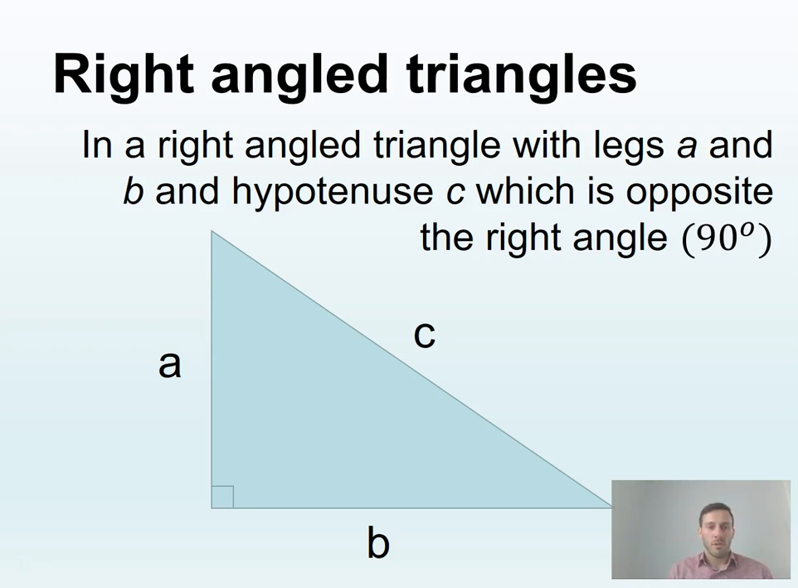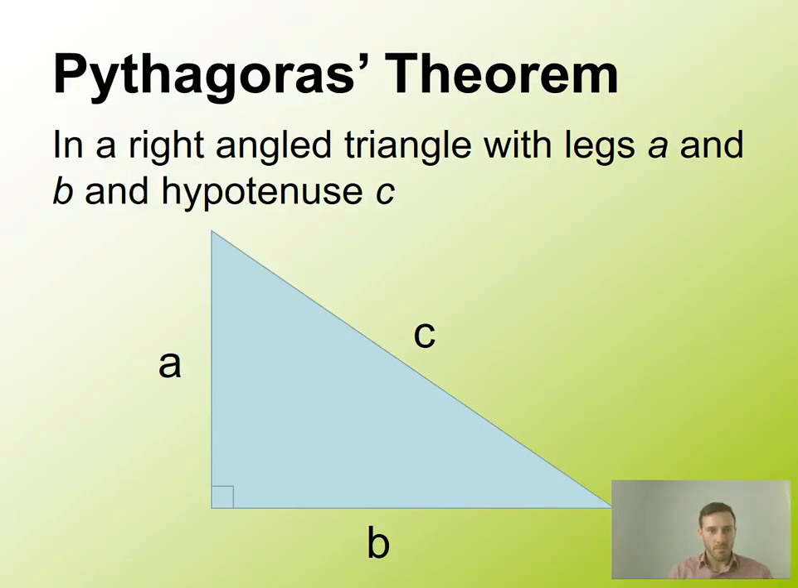In this example, the hypotenuse is the side labelled C. The two other sides, A and B, are the smaller sides, and they're sometimes referred to as the legs. Pythagoras' theorem says that the square of the length of the hypotenuse, side C, is equal to the sum of the squares of the other two sides, A and B. So we write A squared plus B squared equals C squared.